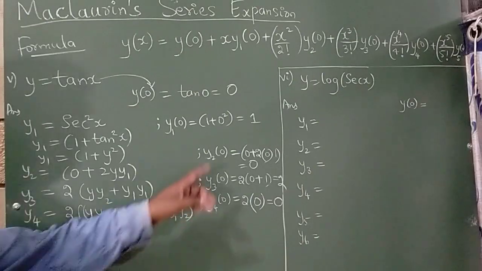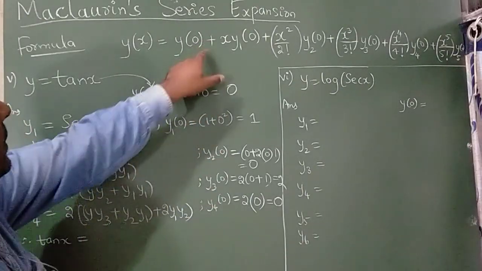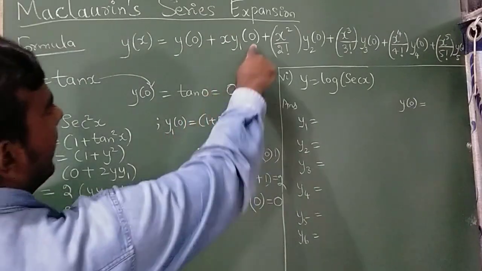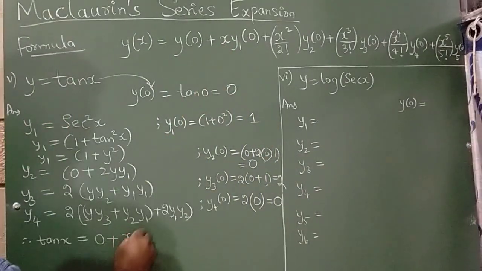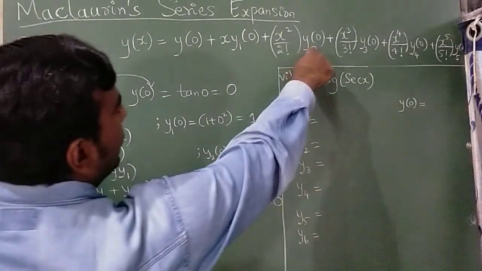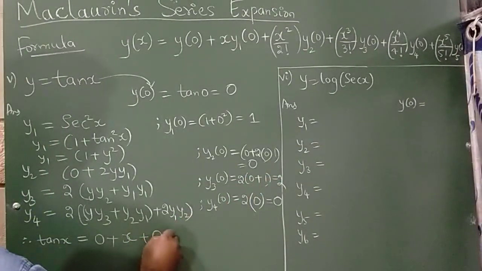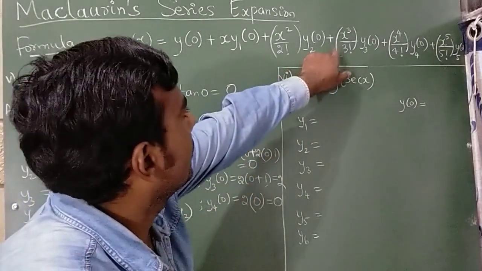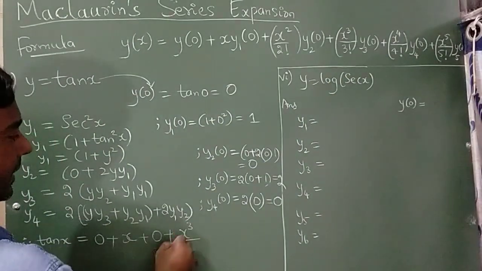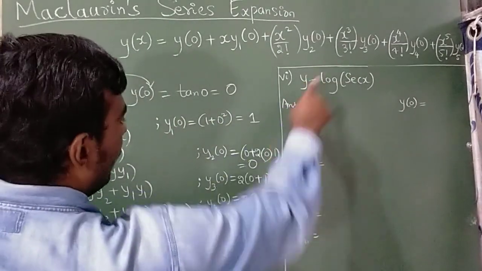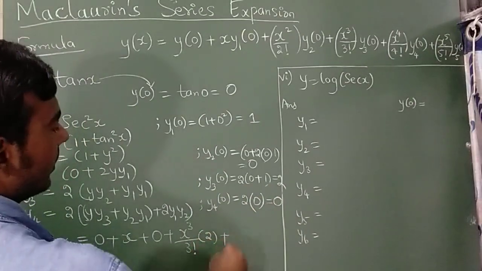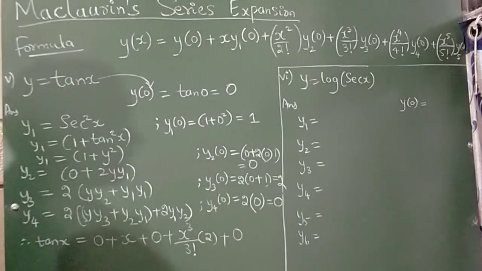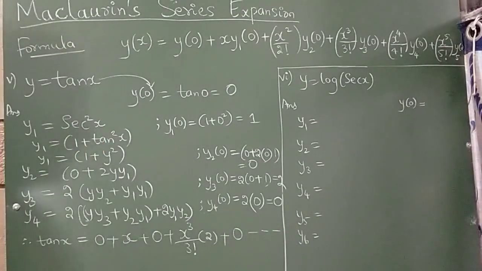Now tan x. Substituting all these values in this. Fine. What is y of 0? It is 0. Plus y1 is 1. So simply I have to write x. Now y2 is 0. So write 0 here. Plus and y3 means I must write x3 divided by 3 factorial into y3. So y3 is 2 here. Plus y4 will become 0. Fine. And so on.